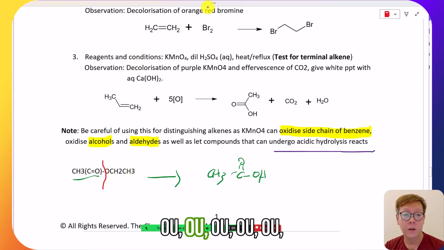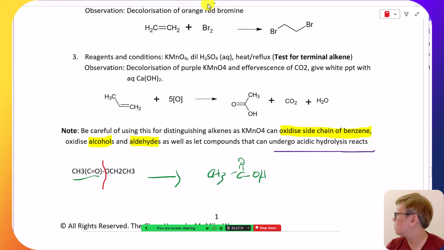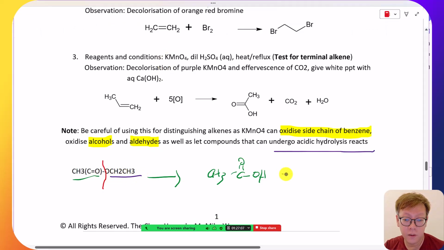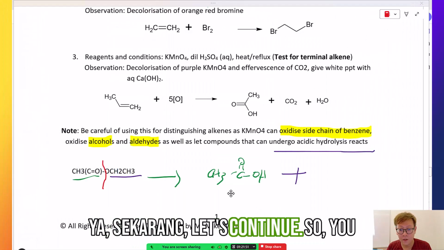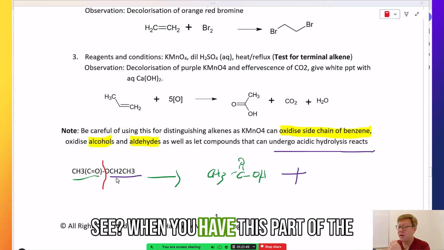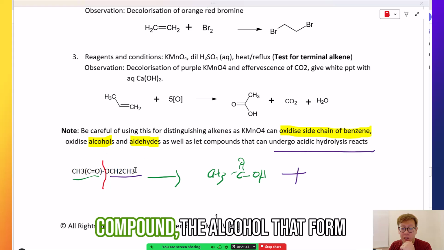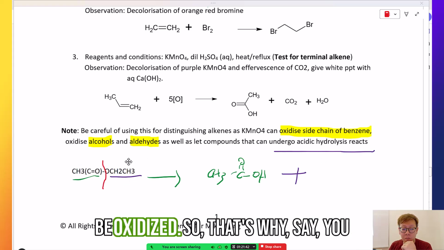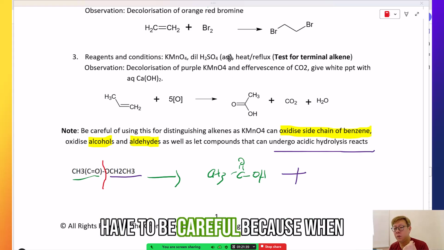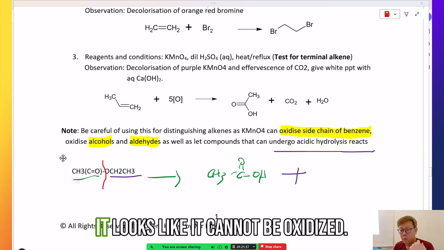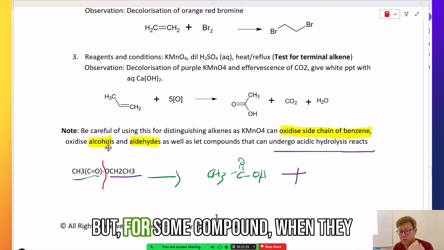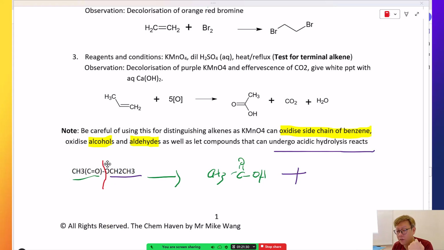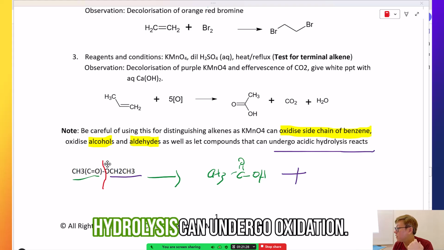Now, on the right side, alright, now let's continue. So, you see, when you have this part of the compound, the alcohol that forms after hydrolysis, this thing can be oxidized. So that's why I say you have to be careful, because when it looks like it cannot be oxidized, for some compounds when they undergo acidic hydrolysis, the products of hydrolysis can undergo oxidation.